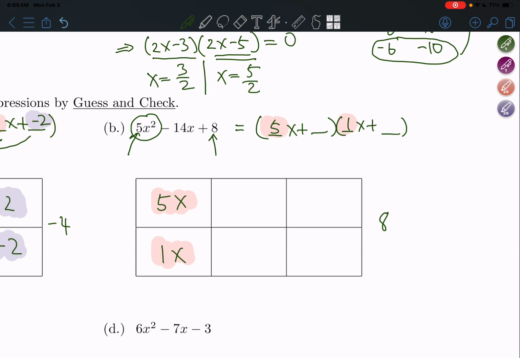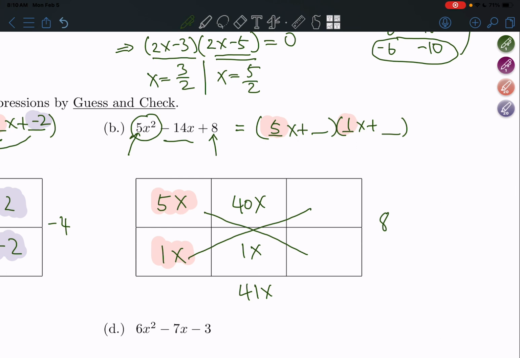We can do a bunch of different things. Maybe we'll do 2 wrong examples, and then we'll jump to the right one. So how about 1 and 8? 5x times 8 is 40x. 1x times 1 is 1x. Add that together, we get 41x, which is definitely not 14x. So that's not the right choice. Let's move on to the other one. You should flip that around. We should do 8 and 1 also.